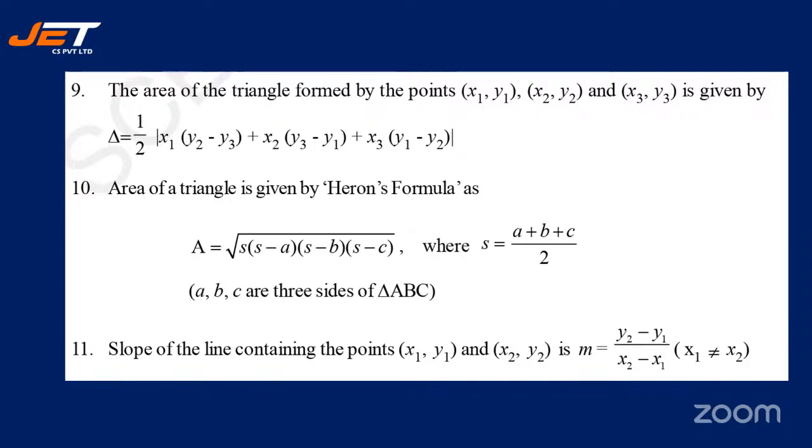Next is another very important formula. Slope of the line containing the points x1, y1 and x2, y2 is m is equal to y2 minus y1 by x2 minus x1, where x2 is not equal to x1. What happens if x2 is equal to x1? Then the denominator becomes 0. Anything by 0 becomes infinity, isn't it?